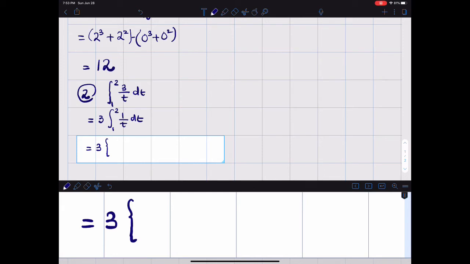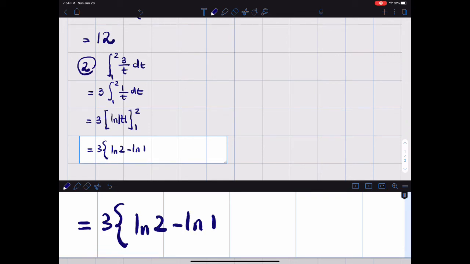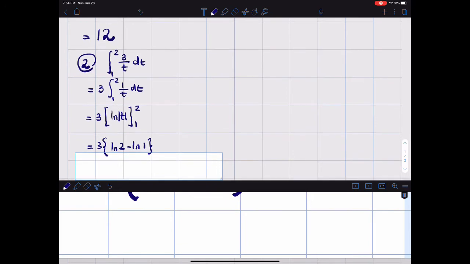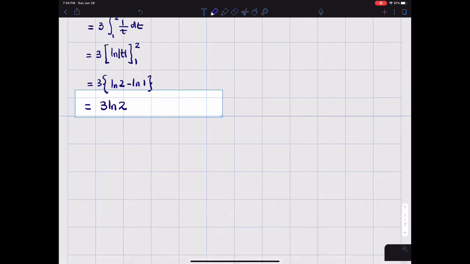The antiderivative of 1 over t is natural log. So we just have natural log of the absolute value of t, from 1 to 2. This becomes 3 times natural log of 2 minus natural log of 1. But the natural log of 1 is 0. So we're just left with 3 natural log of 2. Very good.